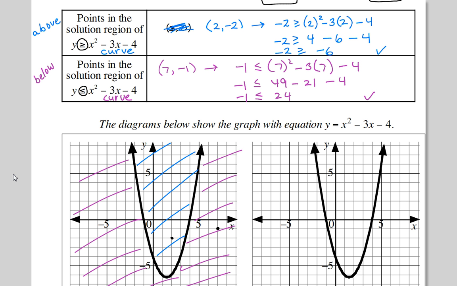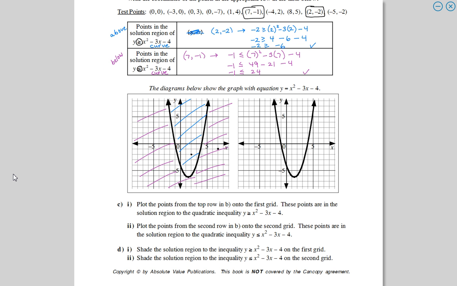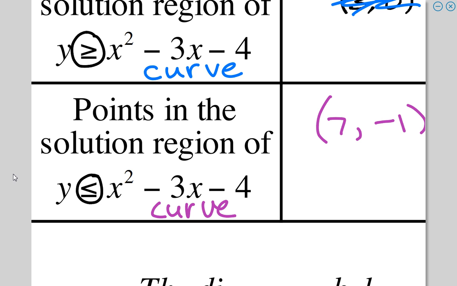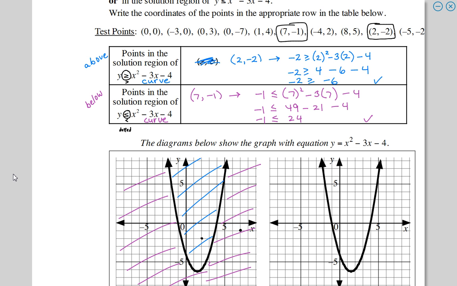Question? Will we ever have dotted quadratics? Yeah, absolutely. So the question was, could you have a dotted quadratic? And the answer to that is absolutely. If this was strictly greater than or strictly less than, then we would use a dotted line.